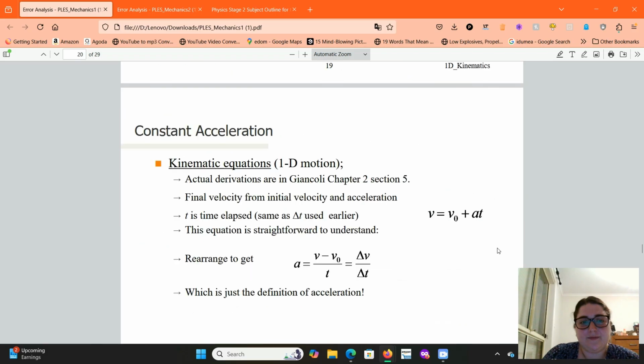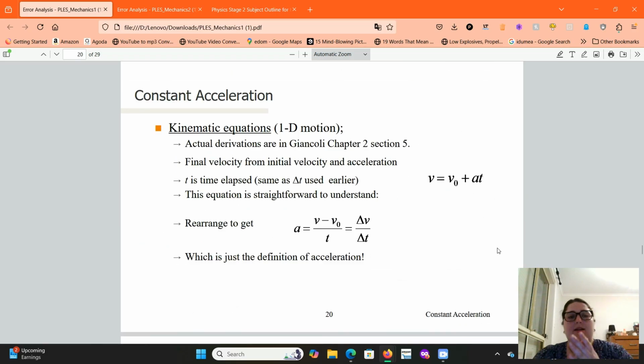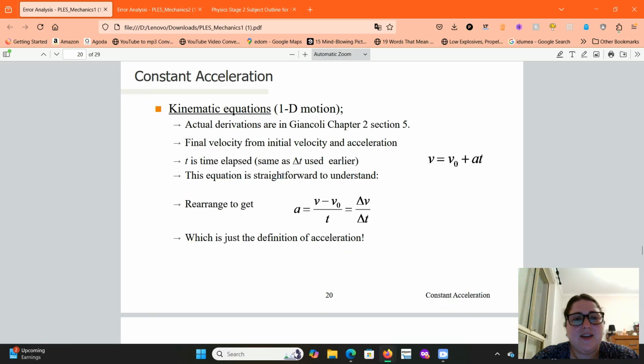Okay, handy. Constant acceleration. So kinematic equations in 1D motion. The derivations are in a textbook we do not have. Alright, final velocity from initial velocity and acceleration. t is time elapsed, same as delta t used earlier. They mean the same thing in this case.